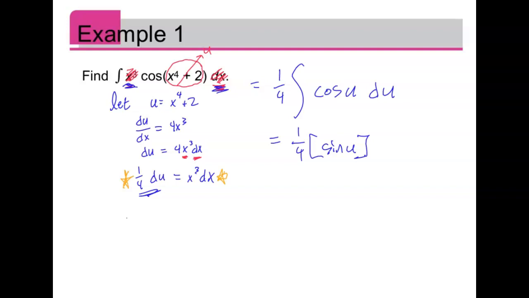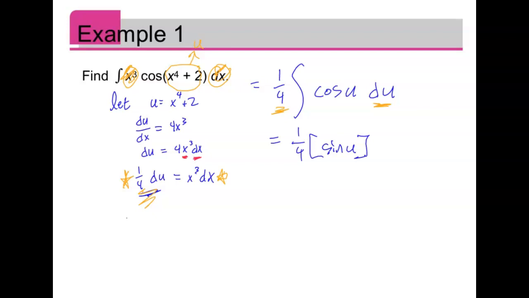So this x, I didn't take them out. I was just trying to show you guys what I was dealing with. So x cubed dx got replaced with the 1/4 du. So that's this, because they're equivalent, right? So I replaced those two pieces with this 1/4 du. And then this gets replaced with u. So I have 1/4 cosine of u du.